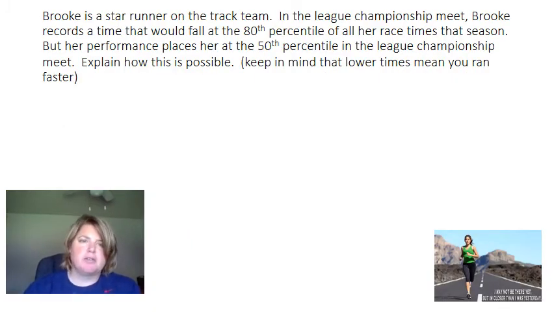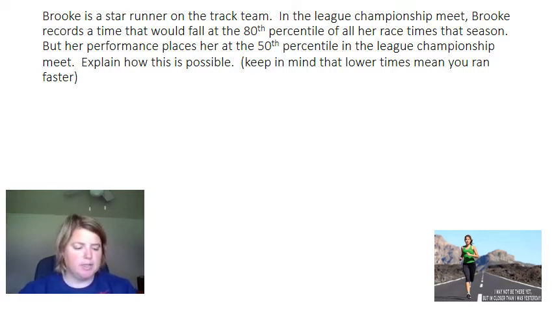All right, so Brooke is a star runner on the track team. In the league championship meet, Brooke records a time that would fall at the 80th percentile of all race times that season. But her performance places her at the 50th percentile in the league championship meet. How is this possible? So basically she has her time, and her time, when compared to all of her other races that season, would be the 80th percentile, but her time when compared to all of the people running the race, the league championship, would only be the 50th percentile.